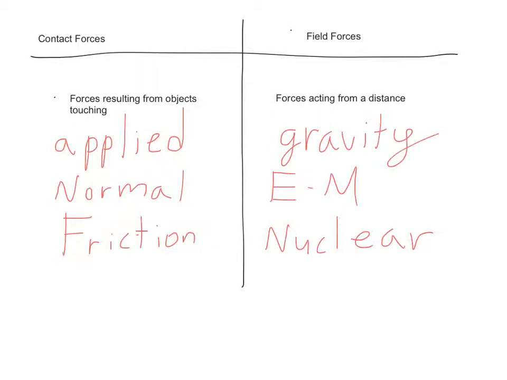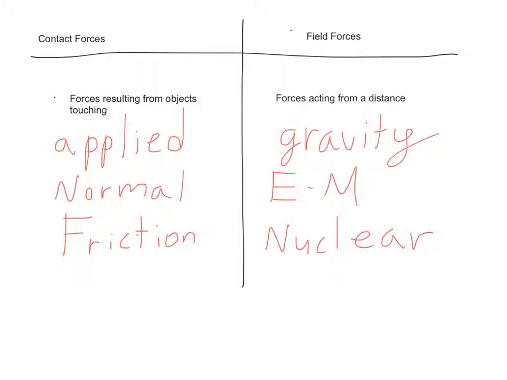All right, last thing is, when we talk about forces, really they're going to fall into one of two categories. Either that force will be considered a contact force, where it's resulting from direct contact between the two objects involved. Examples of a contact force include applied forces, normal forces, and friction. Whereas the second category is a field force, where this force is acting from a distance.